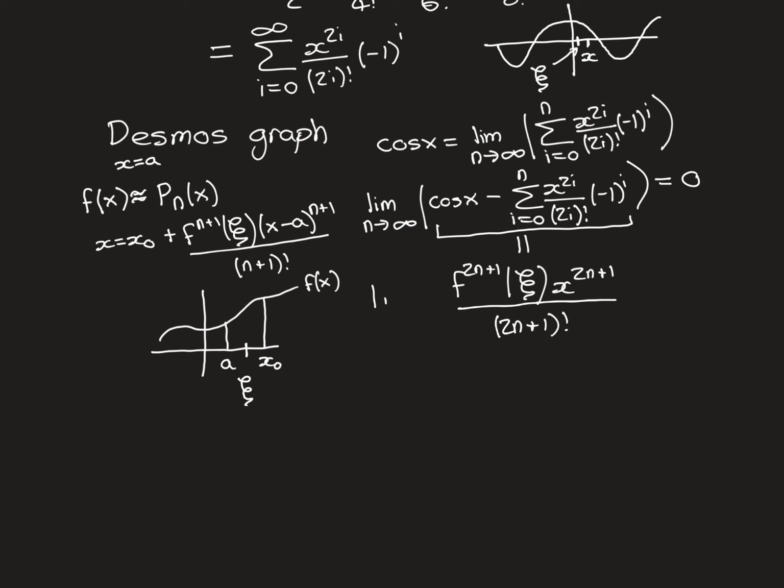So this limit that we're trying to prove is equal to 0 actually just becomes this. So as long as we can prove this thing is equal to 0, then we will have that this is equal to 0, and so on backwards. We'll have what we need to show.